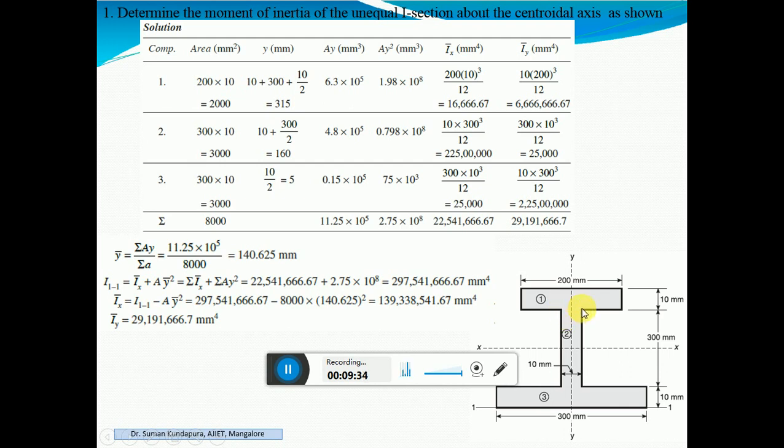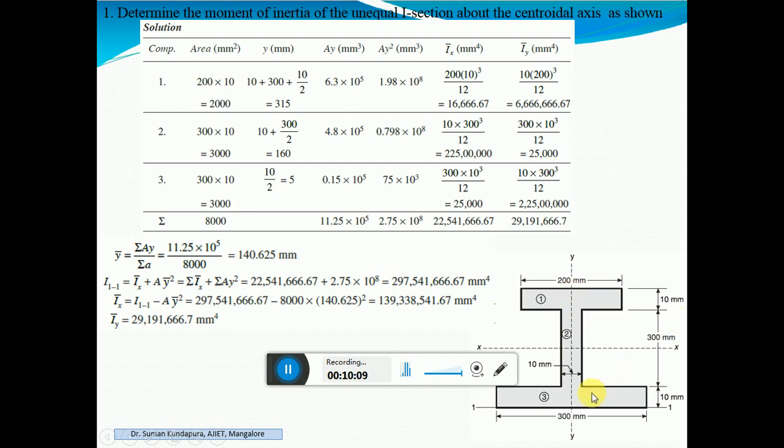Here you have cut it. So it is 300 into 10. This distance is 300 given. 300 into 10, area is 3000. What is the y distance of this rectangle from the 1-1 axis? 1-1 axis is the reference axis. So say 10 plus 300 by 2. This whole is 300, CG will lie over here. So it is half of 300. CG of a rectangle will lie at the midpoint of its depth. So it is 10 plus 300 by 2, which is 160.